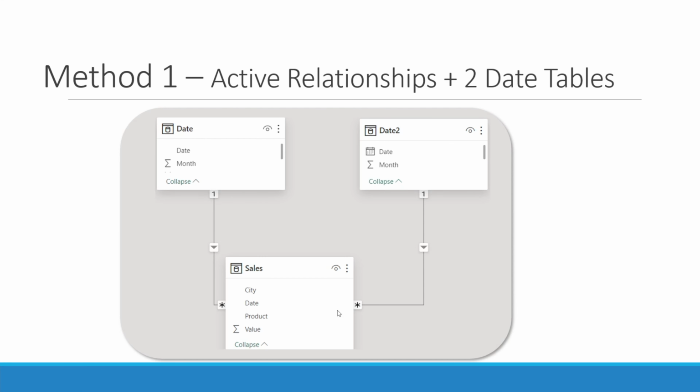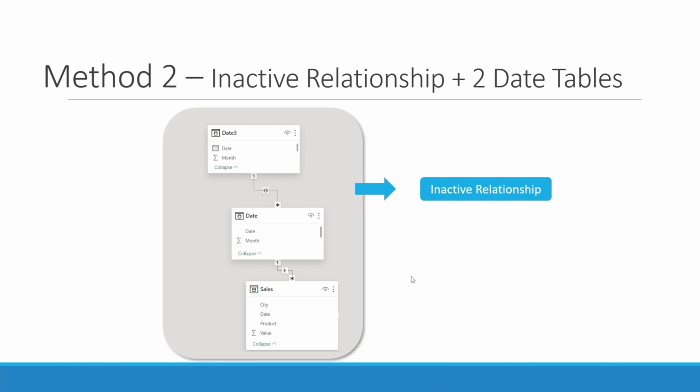Method number 1 involves having one fact table connected to 2 date tables using active relationship. Method number 2 involves using inactive relationship to connect the 2 date tables. We have sales and the first date table over here connected using a simple one-to-many relationship. And then we have a second date table connected to the first date table using inactive relationship.